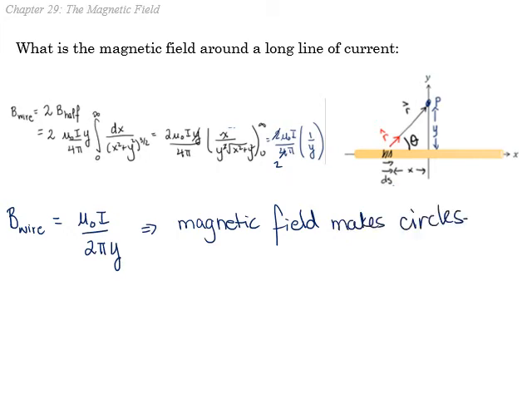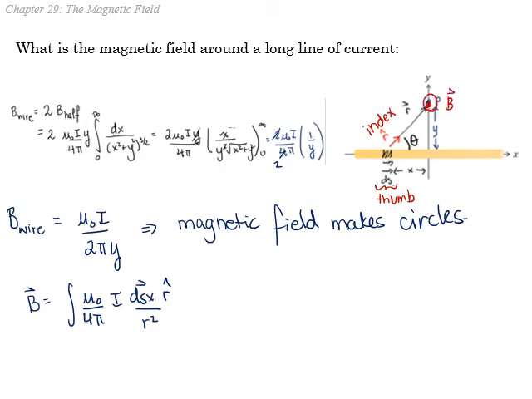Okay, what's the direction of those circles? Well, if you apply your right-hand rule, if you remember your Biot-Savart law, so we said that B is equal to the integral of mu naught over 4 pi times I ds cross r hat over r squared. To get the direction of the magnetic field at point P, you point your thumb in the direction of ds, point your index finger in the direction of r hat, and then your middle finger shows you the direction of your magnetic field. That's going to be out of the page. So B is out of the page.